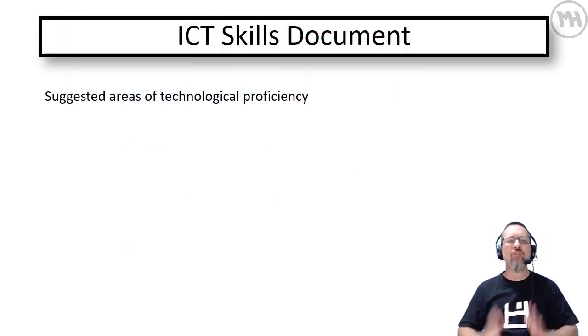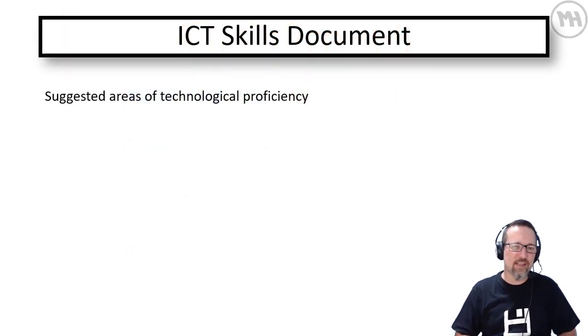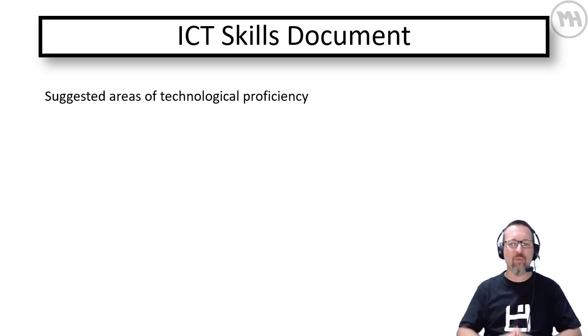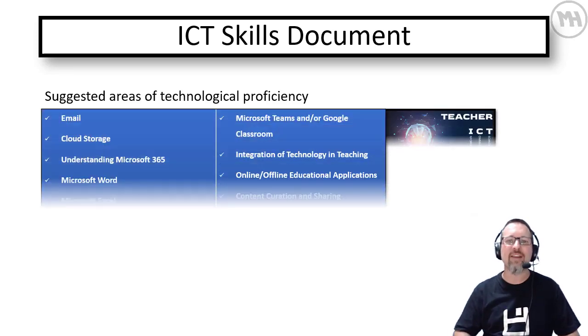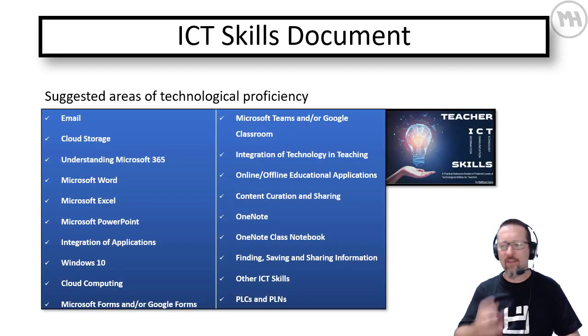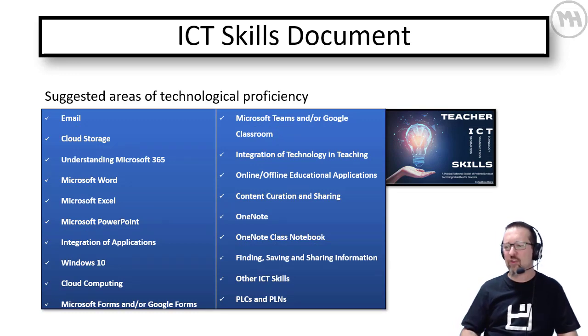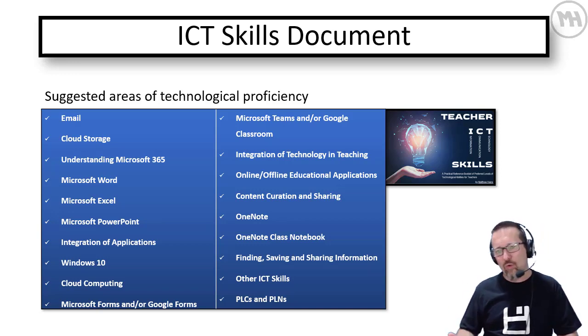So I created an ICT Skills document where I came up with various areas, and this is what I'm going to talk about, the various areas, some suggested areas of technological proficiency. So here they are. We've got email, cloud storage, understanding Microsoft 365, Microsoft Word, Microsoft Excel, Microsoft PowerPoint, integration of applications, Windows 10, cloud computing, Microsoft Forms and or Google Forms.